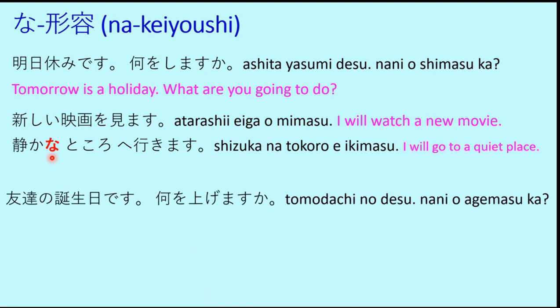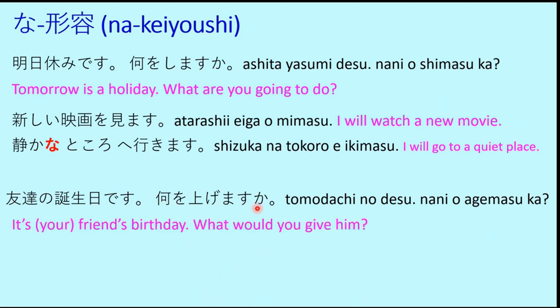Tomodachi no tanjoubi desu. I'm sorry about the missing words here. It should be tomodachi no tanjoubi desu. Here this is tanjoubi. That means it's a friend's birthday. Nani o agemasu ka? Tomodachi no tanjoubi desu. Nani o agemasu ka? That means it's your friend's birthday. What would you give him?